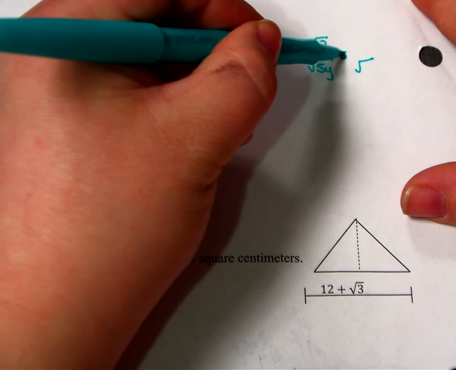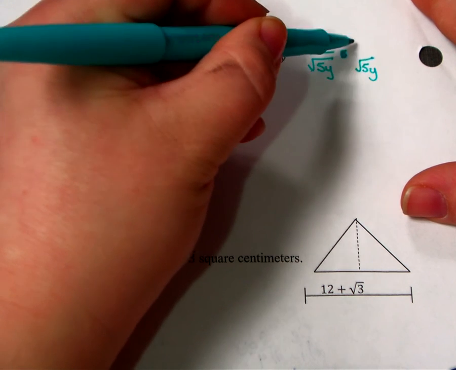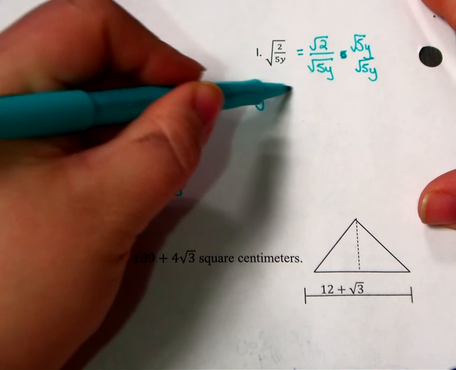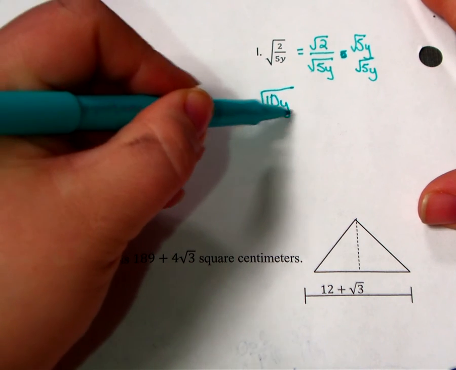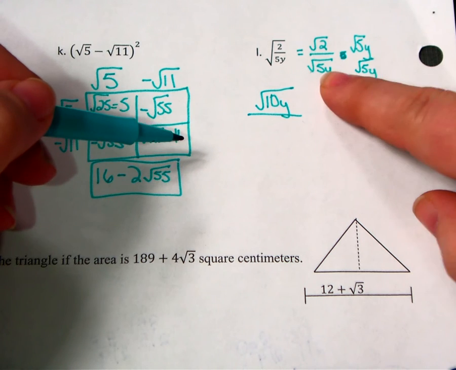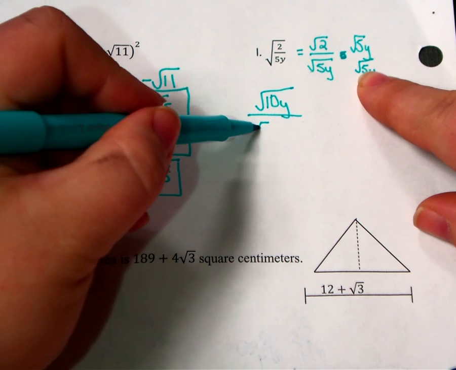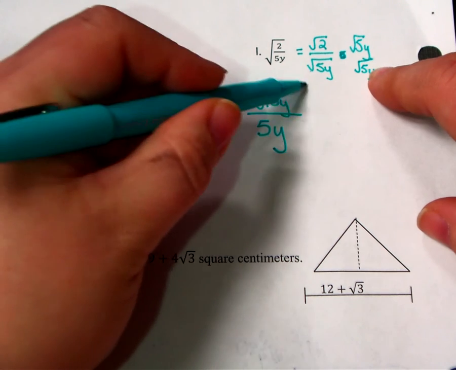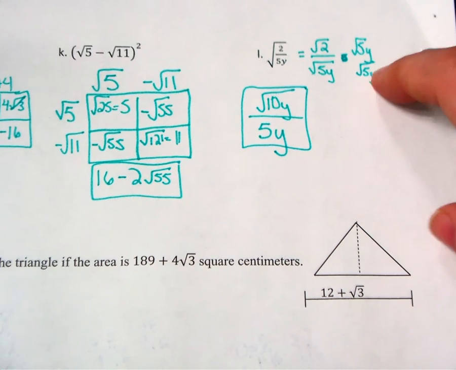Oops, that's multiplied. And I need one more y on the top and the bottom. So I'm left with the square root of 10y. And on the bottom, I have a 5 and a 5. Those can come out. And a y and a y. Those can come out. And this becomes my final answer.